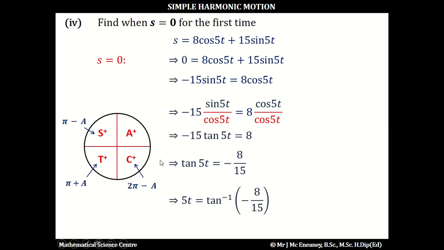So this means 5t is going to be the inverse tan of minus 8 over 15. Now if you get the inverse tan of plus 8 over 15 and subtract that answer from pi, that's going to give us this answer in the second quadrant. So this is going to be pi minus 0.489957. Using your calculator, pi minus 0.489957, that's what 5t is. And then dividing by 5, this means t works out as 0.53 seconds.